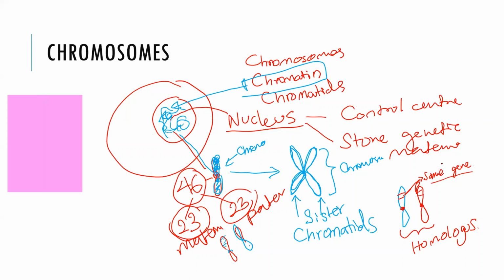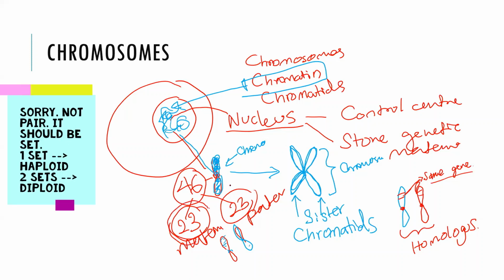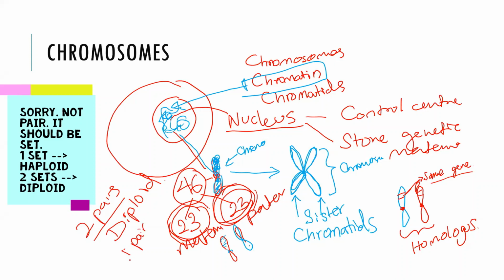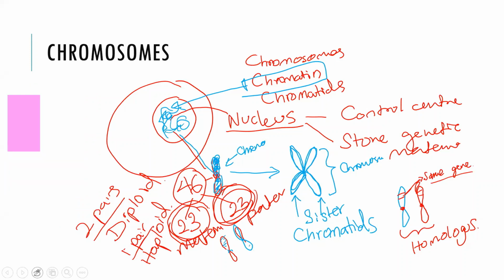Another thing you have to know is, if you have two sets of chromosomes, two pairs, they are called diploid cells. If you have only one set, as you will see, which occurs in the formation of gametes, it's called haploid. Right? So yeah, I think that's the basics.